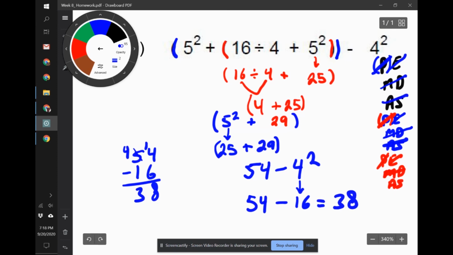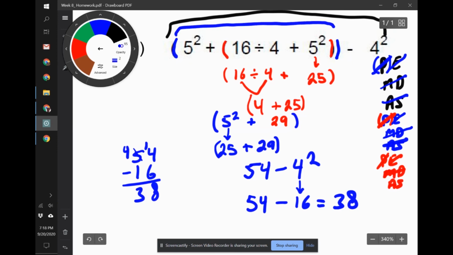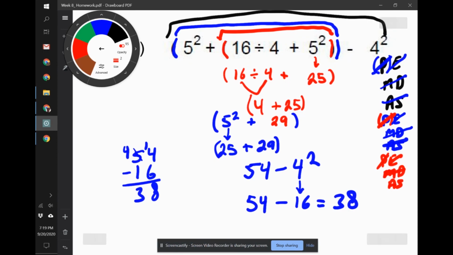We actually did have to go through 3 sets of PEMDAS. PEMDAS for the entire problem, PEMDAS for this part of the problem, and PEMDAS for this part. There we go. Okay.